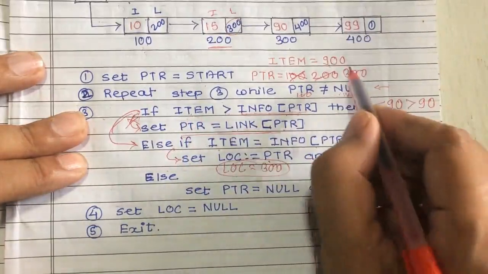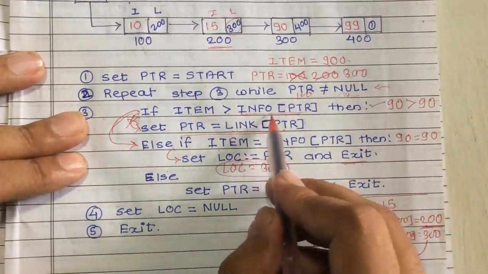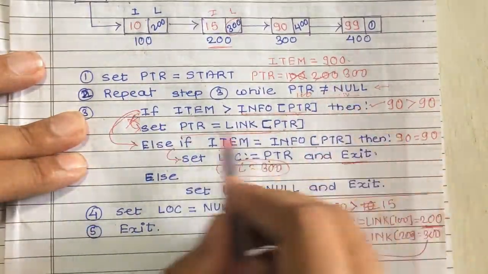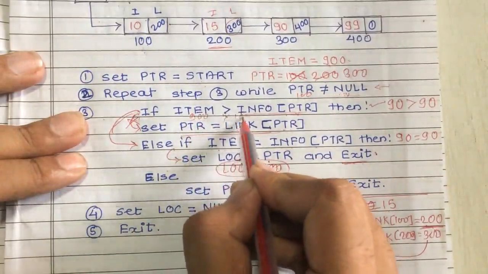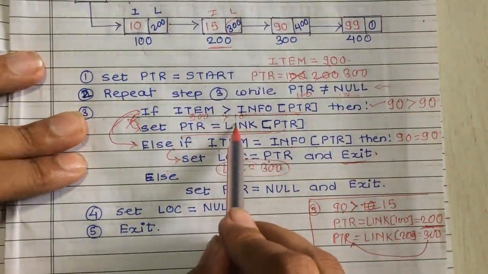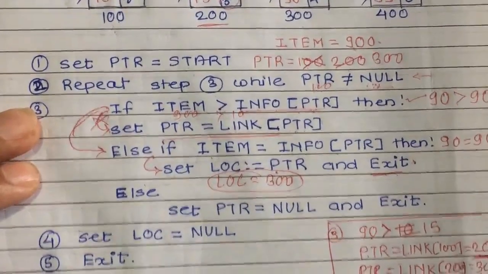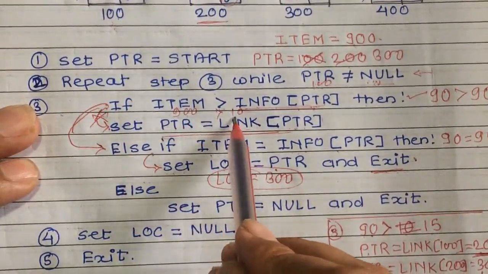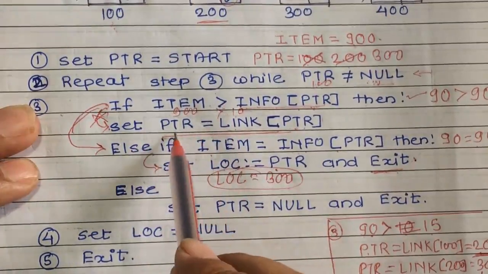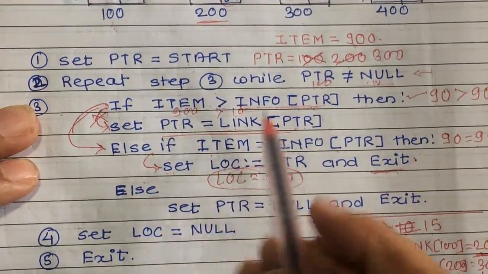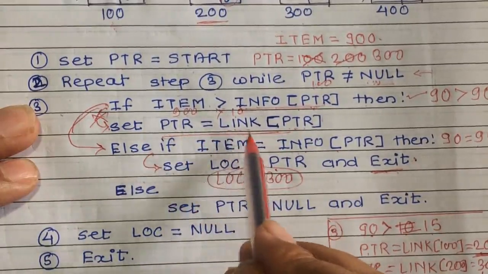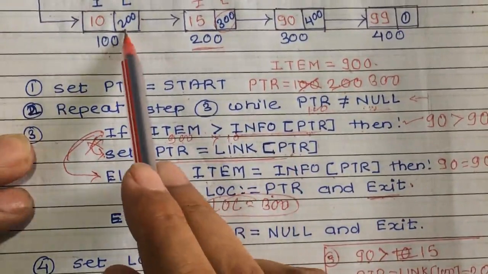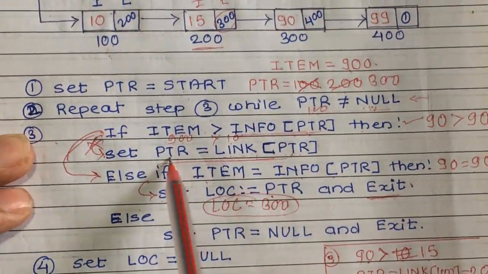It will check the value of item, 900, against info of PTR. The value of PTR is 100, and info of 100 is 10. So 900 is greater than 10. The condition is true, so control will come inside this if. It will simply move PTR to the next node by setting PTR is equals to link of PTR. Link of 100 is 200, so 200 will get assigned to PTR.